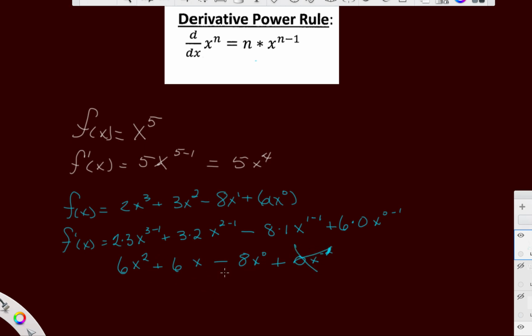So our real answer ends up, and we don't have to write x to the 0 power. Everybody understands that x to the 0 power equals 1. Anything to the 0 power equals 1, so 8 times 1 is 8. So the final answer should look like this: 6x squared plus 6x minus 8. And that's it, guys. That's what we need to know. So we would say f prime of x equals 6x squared plus 6x minus 8.